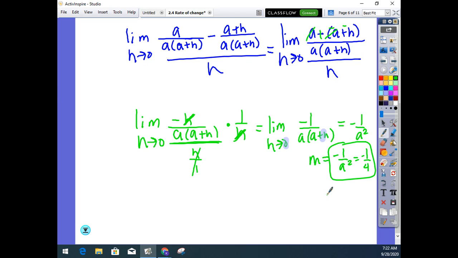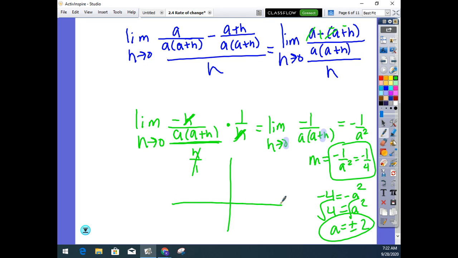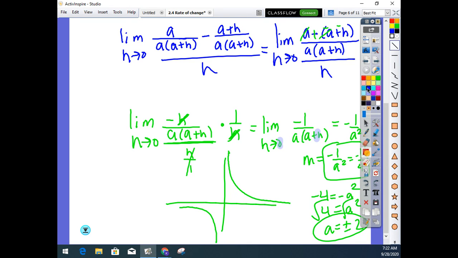And I'm just going to multiply. We get negative 4 equals negative a squared. Positive 4 equals a squared. A equals plus or minus 2. Now, let's think about y. If I graph 1 over x, like this, this is saying there is a slope of a tangent line at plus or minus 2.